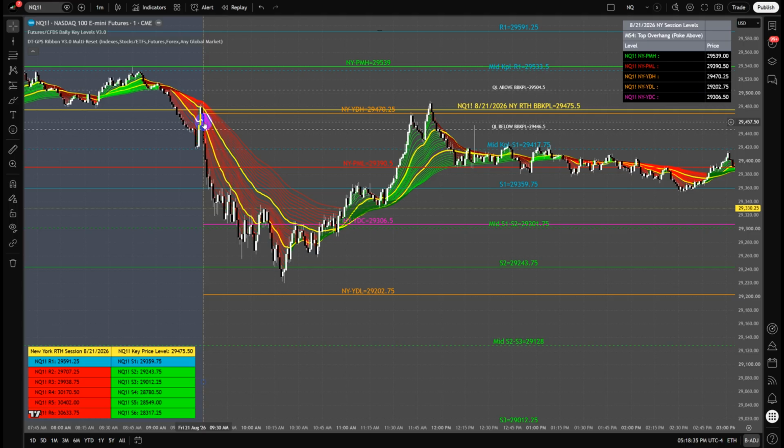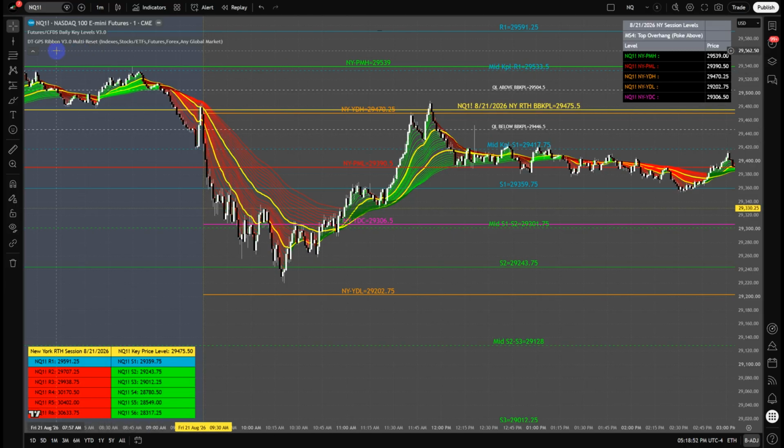However, at the open, here in the 9:30 a.m. opening candle of the RTH session, we get a very strong down move candle, which closed below the New York RTH bull bear key price level. And as you can see here on the ribbon, we have an all red ribbon with the lower bands of the all red ribbon pulling away.